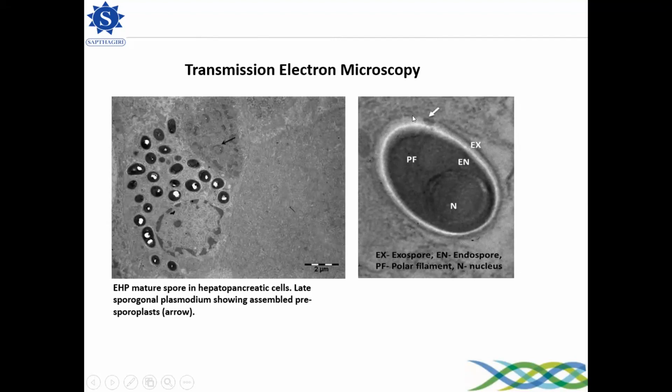The second picture is the TEM image of EHP spores. It's in an oval shape. You can see the polar tubes. The polar tube is a syringe-like structure which helps the spores to introduce the sporoplasm into the cells.